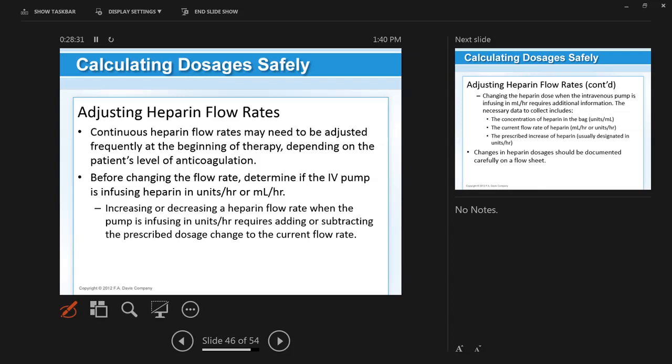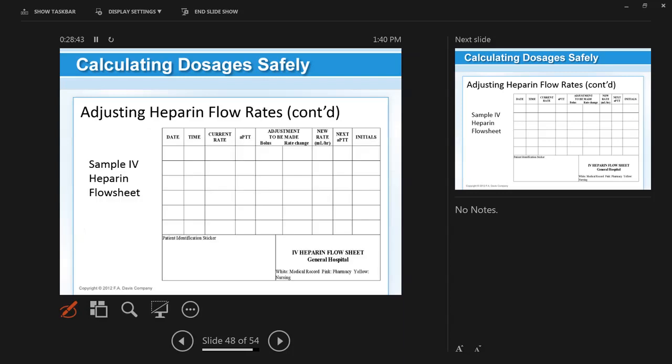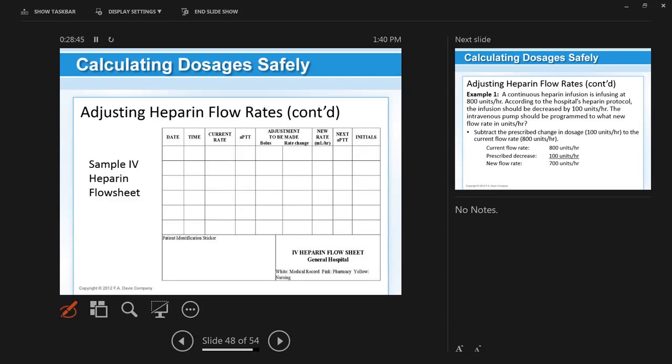When we look at adjusting heparin flow, a lot of times you're going to be titrating it up and titrating it down. And how we know how to do that is based on laboratory values. You would have some type of a flow sheet, and most of the time we see this on an electronic medical record now, but you may still have a paper copy in some facilities.